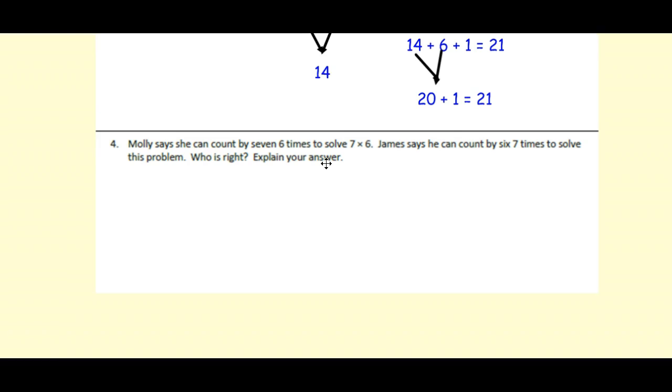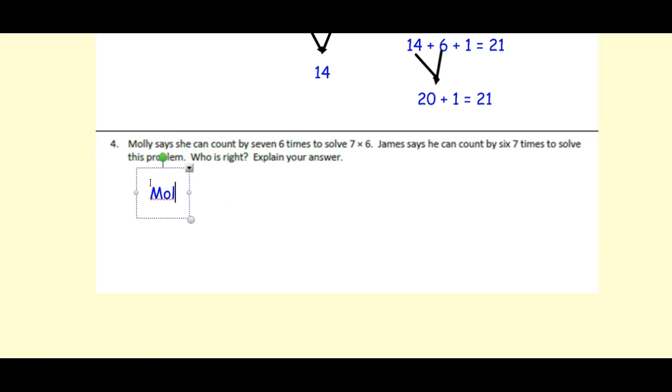And whenever you are explaining your answer, I want to know what property does this relate to? Because we worked on a property like this a few lessons back, and we worked on it in Module 1. So I want you to first start by answering this question saying who is right, and then I want you to explain your answer and make sure you tell me what property you used. Push pause to do this.